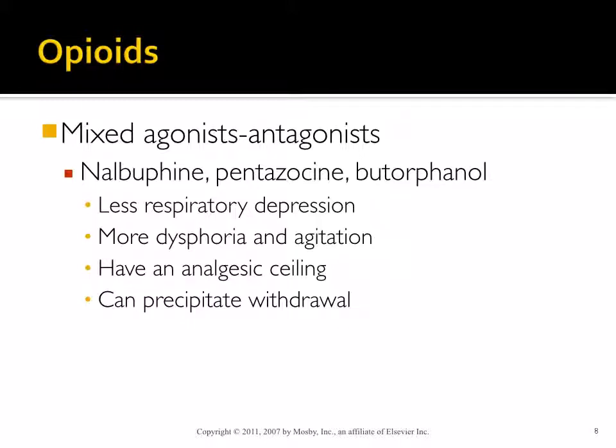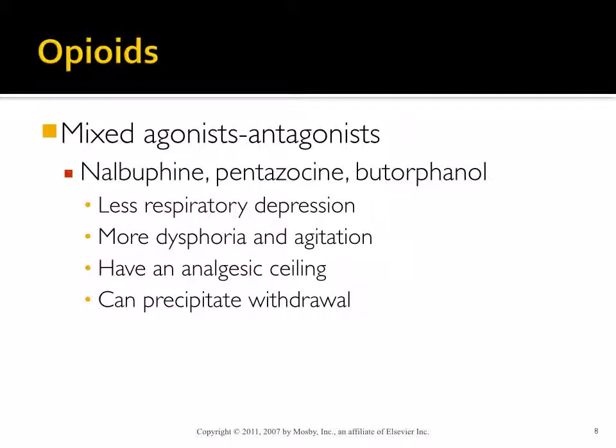they have less respiratory depression, more of an uncomfortable or agitated effect, and they have an analgesic ceiling. So the mixed agonist antagonist opioids have an analgesic ceiling: after a certain point, even if you increase the dose of these medications, you still won't get the higher effect you might be hoping for. And they can also aggravate withdrawal if the patient is going through withdrawal due to these drugs.